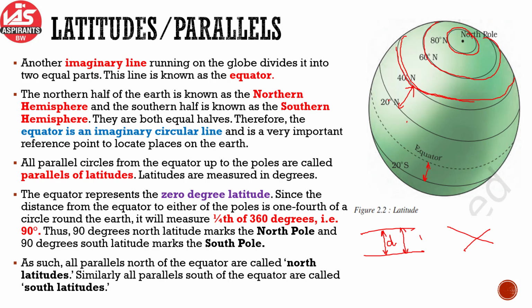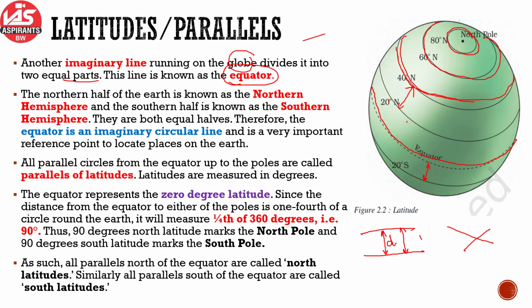So we have an imaginary line that will divide our Earth into two parts, which will be in the center. Now this imaginary line which is in the center, okay, it is known as the equator. And this divides the globe into two equal parts. Okay, so two equal parts.